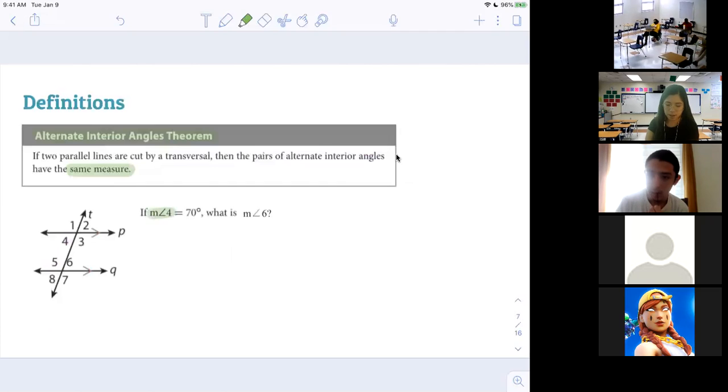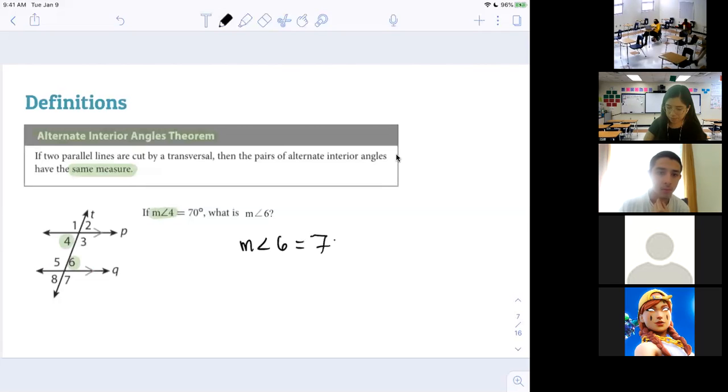So here, I want to know if angle 4 is 70 degrees, well, the alternate interior angle, that is the pair for number 4, is angle number 6. Those are the alternate interior angles. So what do I know about angle 6? What is my measurement? 70. Also 70, exactly.